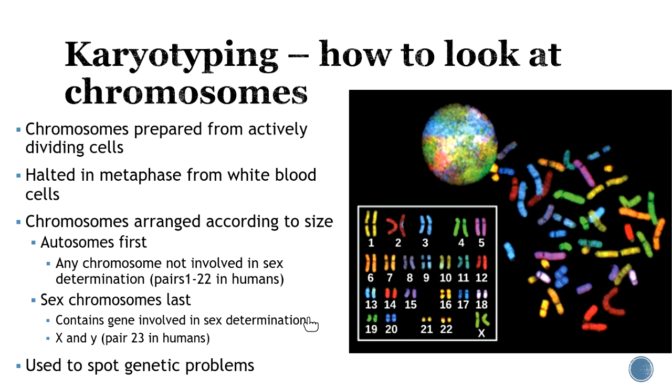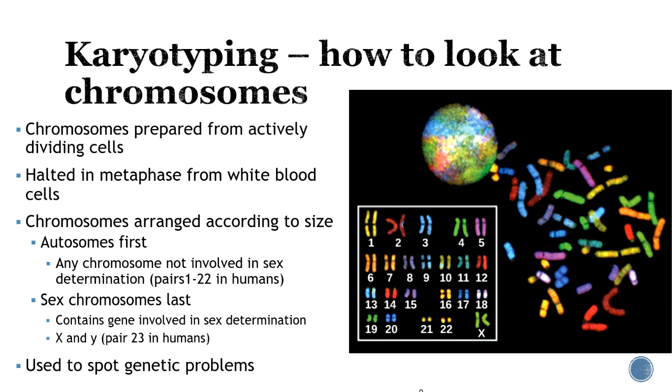Now we're going to have two different terms. We're going to have what we call autosomes. This is any chromosome not involved in sex determination, so this is pairs 1 through 22. These are your autosomes. And then your sex chromosomes will always come last. These are going to have genes involved in sex determination. It's your X and your Y, or if you're female, it's your X and your X. So in total, you have 46, but you have 23 pairs. And we'll talk about what that means in a little bit.